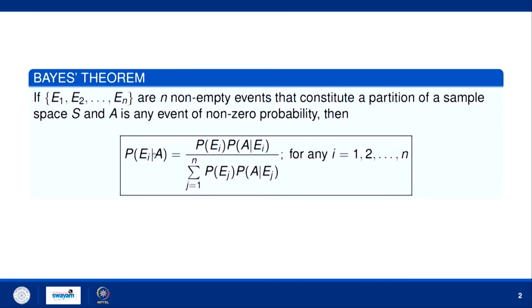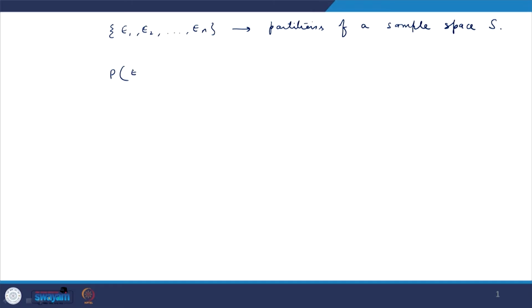Given to us is E1, E2 up to EN, which are partitions of a sample space S. Now we want to calculate the probability of EI given A. As per the definition of conditional probability, this is nothing but the probability of EI intersection with A upon the probability of A.